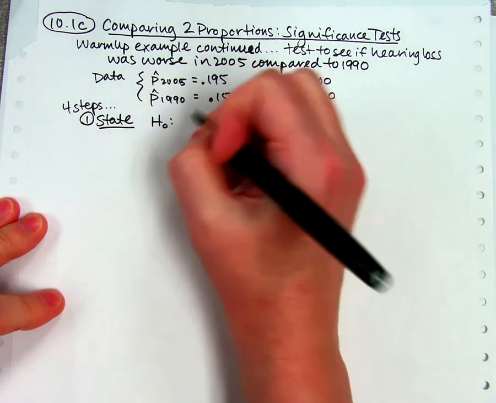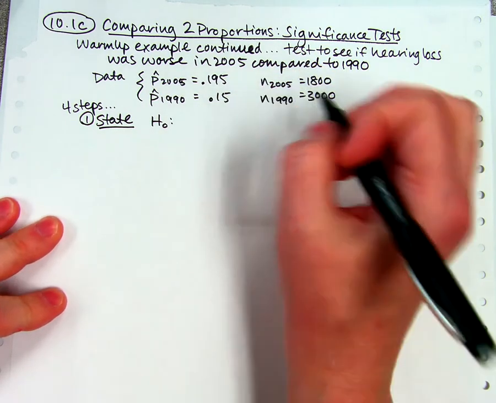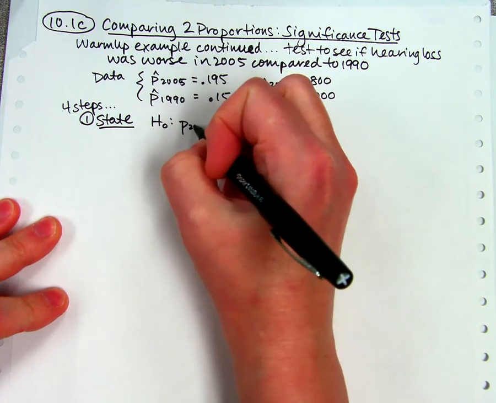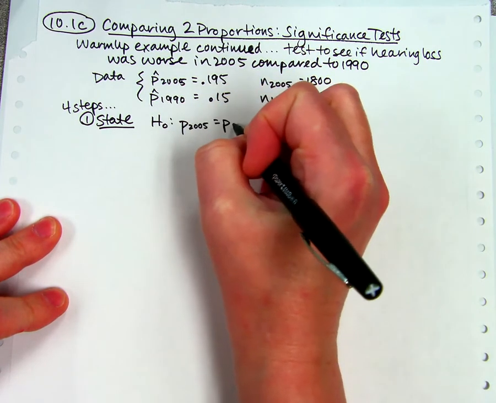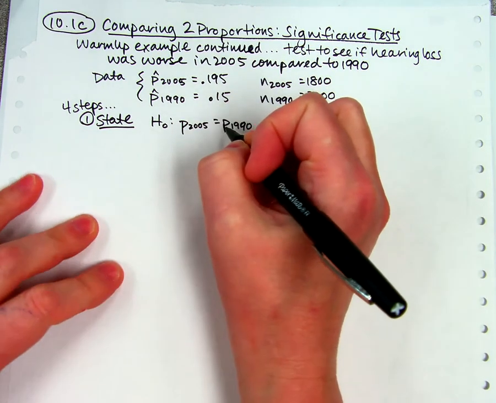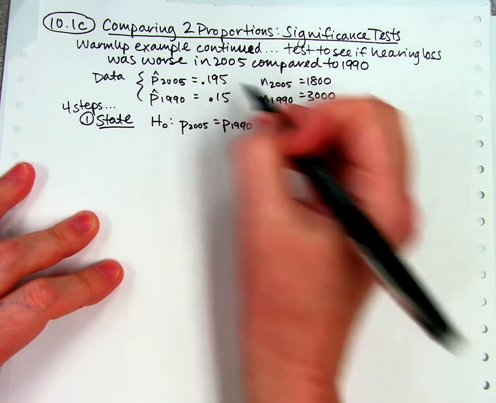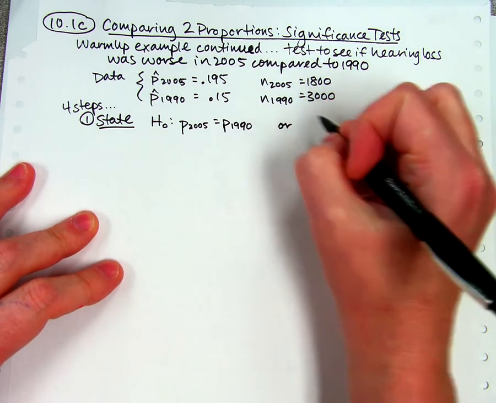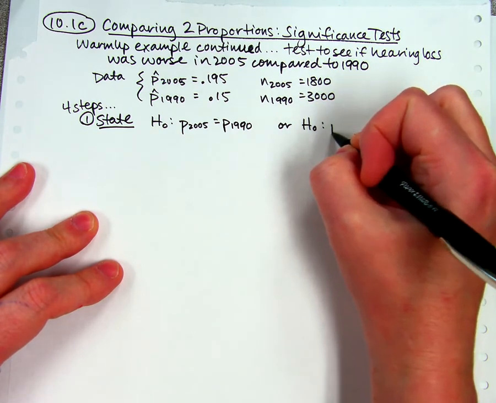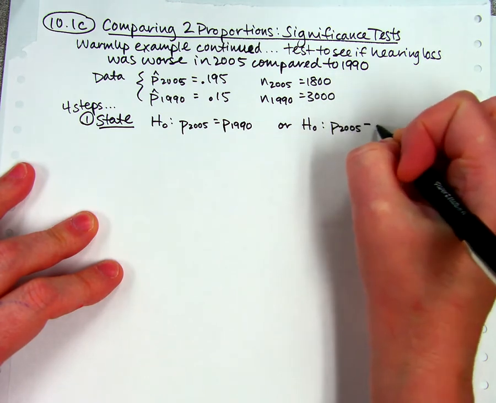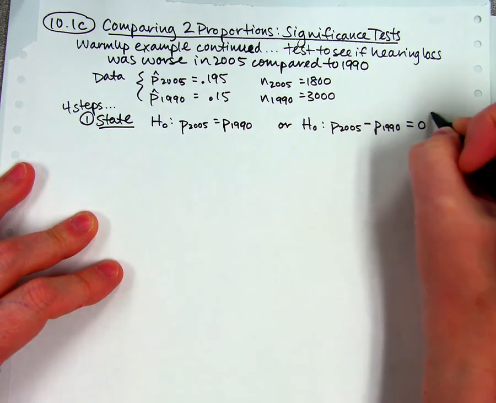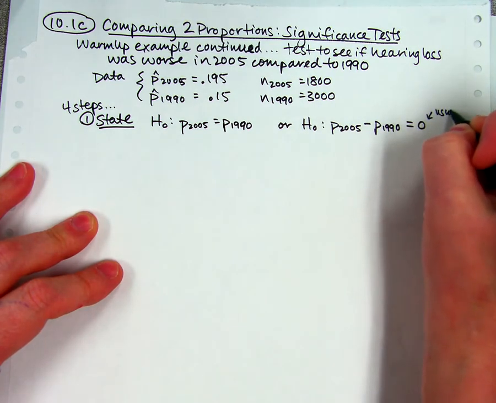So our null hypothesis, there's two ways to write the null hypothesis. You could either say the null is that they're equal, which some people prefer to do this way. Notice, by the way, I'm not doing the p-hats, I'm doing the p's because it's the population proportion. I already know about the sample proportions, right? Or you could write it as a difference. So you could write it as P 2005 minus P 1990, or you could have done it the other way. It doesn't matter, and that would be equal to 0. This is usually a 0 if you do it in this form.